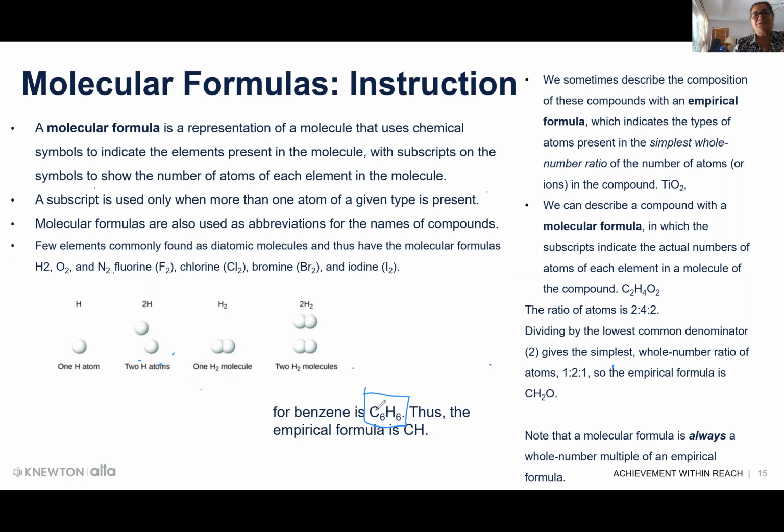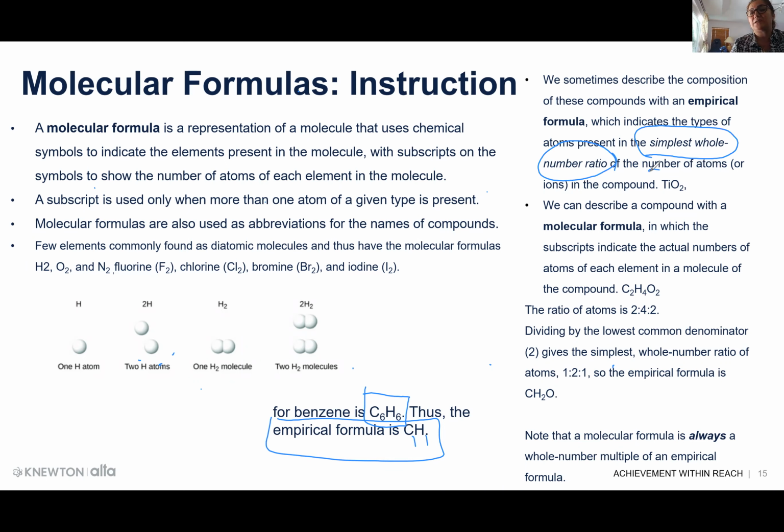Now, what happens if you get the lowest ratio? If you get the lowest ratio, like C1H1 or CH, that would give you the empirical formula. The empirical formula is the lowest whole number ratio. So it shows what type of atoms you have in that, and also the simplest whole number ratio. It does not give you the actual number. Sometimes the empirical formula and molecular formula are the same, okay?